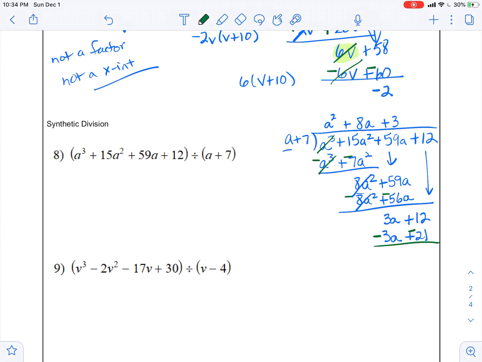And guys, do not just say, I'm subtracting in my head. No, change the signs. I want to see that because that's what the rule says. I got 12 minus 21, which is a negative 9. So it doesn't go even. It is not a factor. And I put it as plus negative 9 over a plus 7. Final answer.